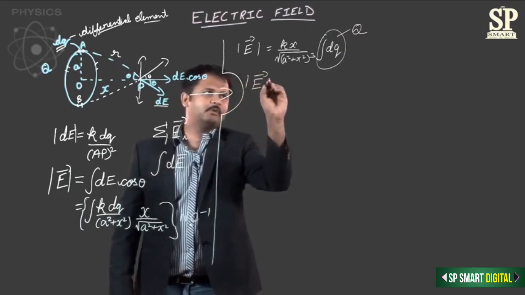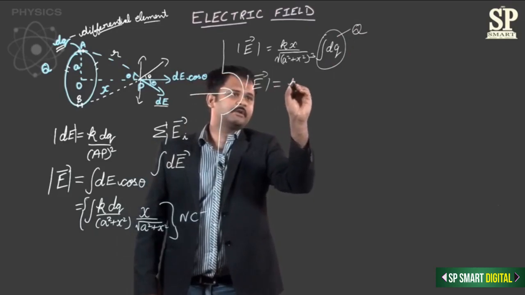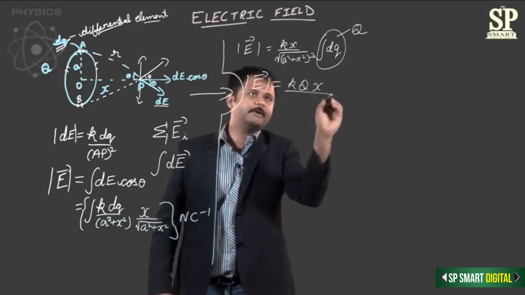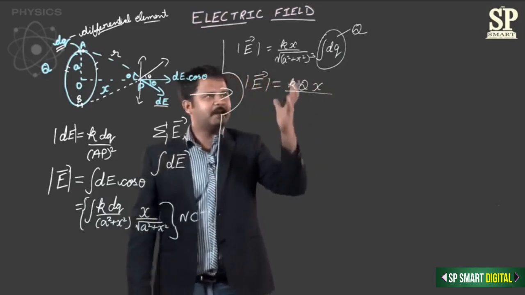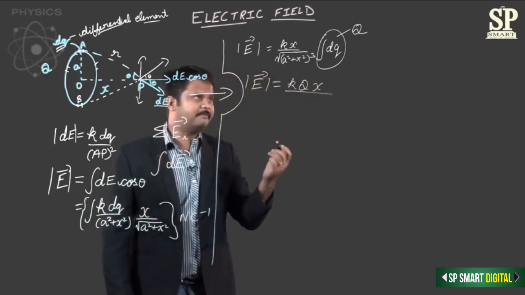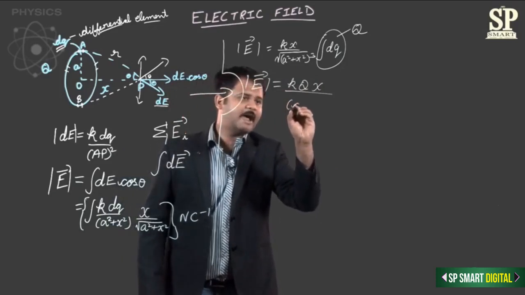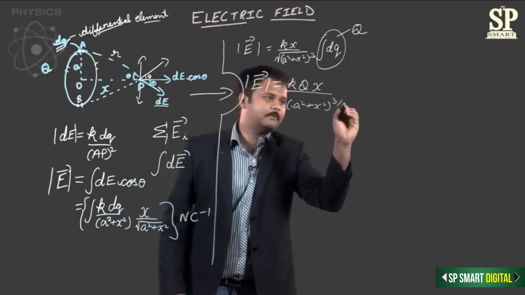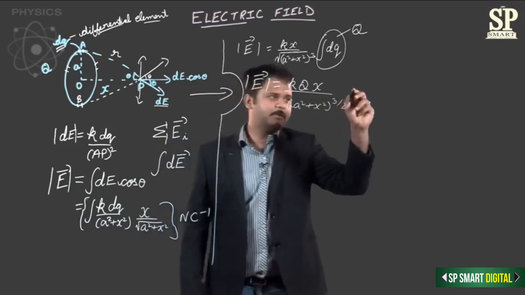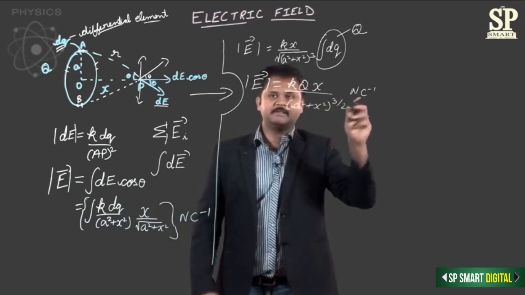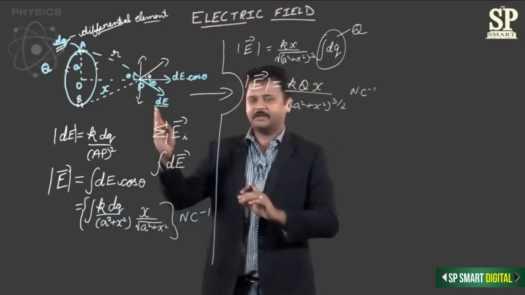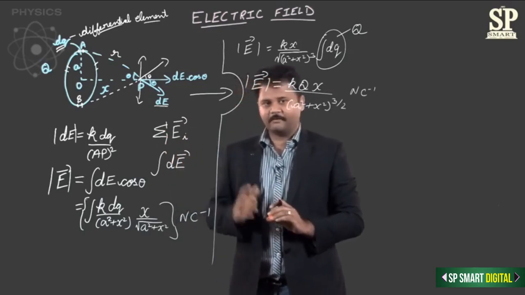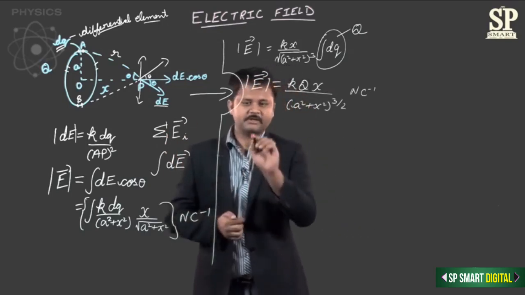And this will give us the expression for the magnitude of electric field. It becomes equal to E equals KQ, and this time I have an x in the numerator. And in the denominator, let's write it in another and simplified way. I can write it as (a square plus x square) to the power of 3 by 2. The units will be newtons per coulomb. This gives me the magnitude, and the direction is plus x direction. So we've learned how to calculate the electric field due to a continuous charge distribution also.